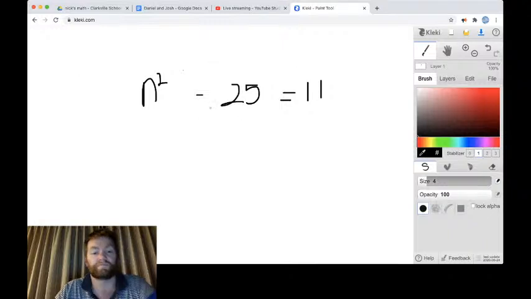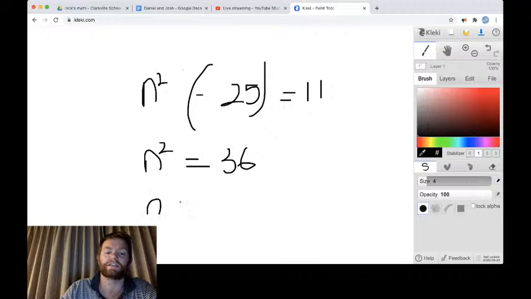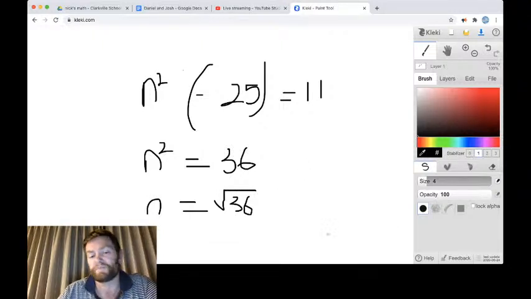First thing you need to do is move what you can. You can easily move that to the other side, so n squared equals 36. And then now you've got a real easy problem. N equals the square root of 36. Because I'm being nice to you, I haven't given you any hard square roots to do. You should know that that is 6, because 6 times 6 is 36. If you don't, start going up and down your times tables looking for squares, which is a number times itself, to get 36.